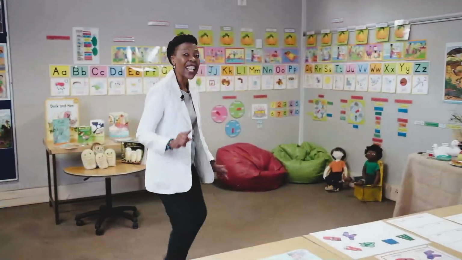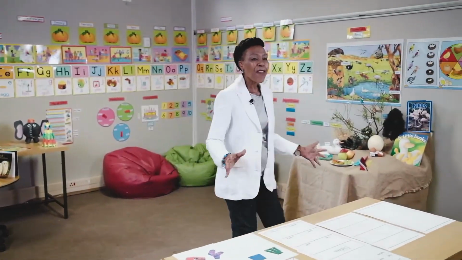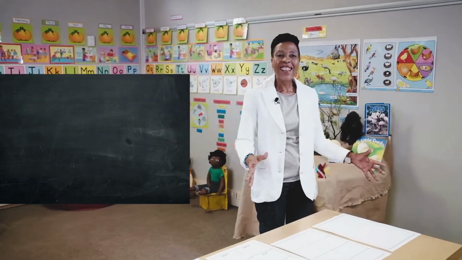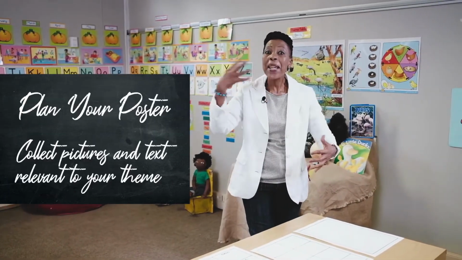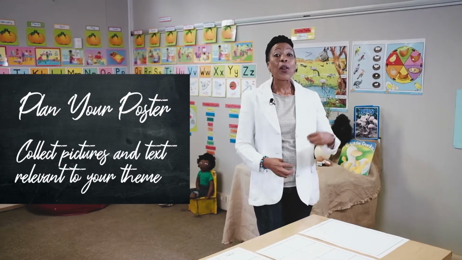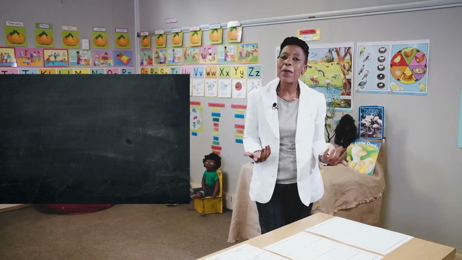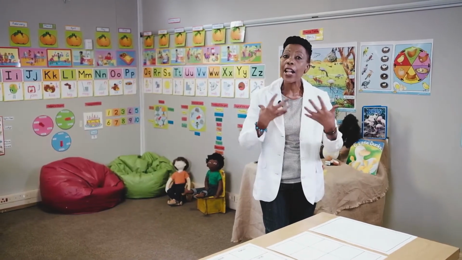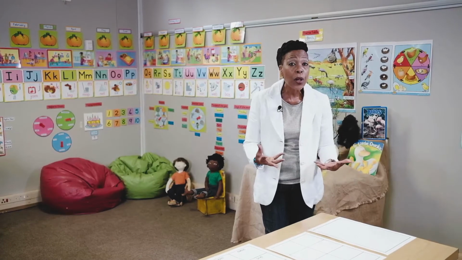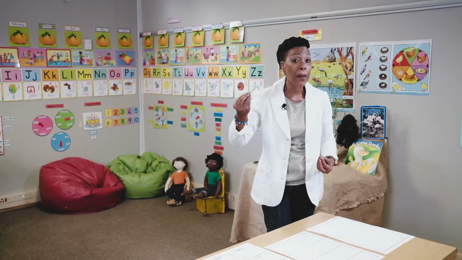Right. I think now we need to talk about planning. How do I go about planning or designing my poster? I'm going to take you through the stages of planning your poster. First of all, when you plan, remember to collect pictures, remember to collect text that is relevant to the theme. For this presentation, our theme is clothes. So whatever I'm going to collect is going to speak to my theme.